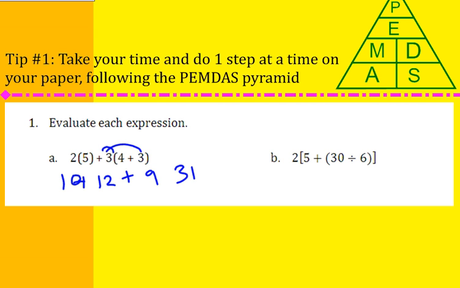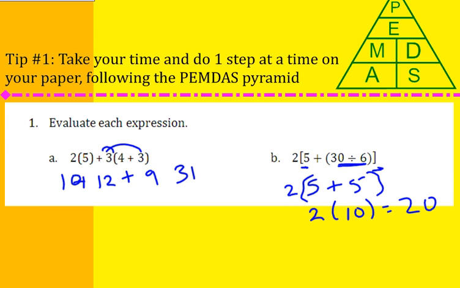For letter B, there's a lot going on. These things here are the exact same thing as parentheses. They're called brackets, but they do the same thing. So I want to do 30 divided by 6 first. So I'm going to have 5 plus 5 in parentheses. So I take care of that second. So my final answer is going to be 2 times 10, or 20. That's what I'm looking at there.